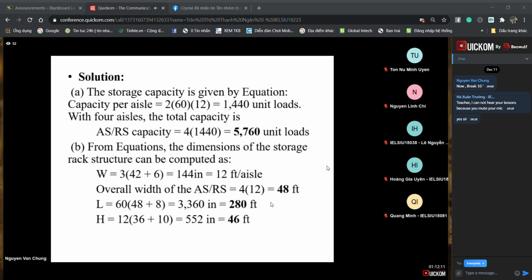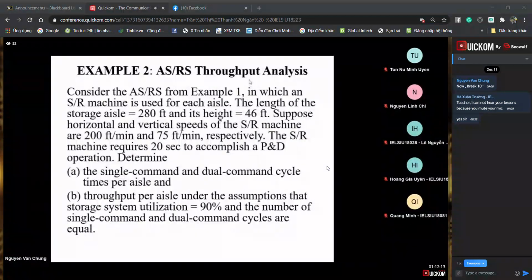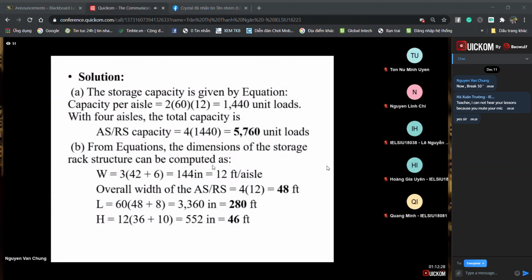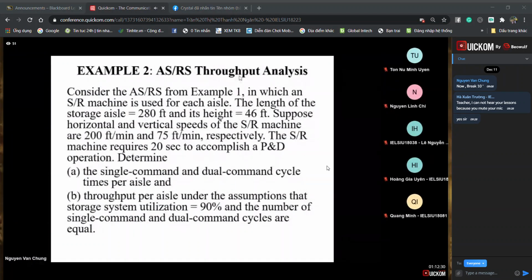Okay, no question. So now, the first example is the sizing of the ASRS system. Example 2 is throughput. Now consider the ASRS from the example; we can take the values from example 1.